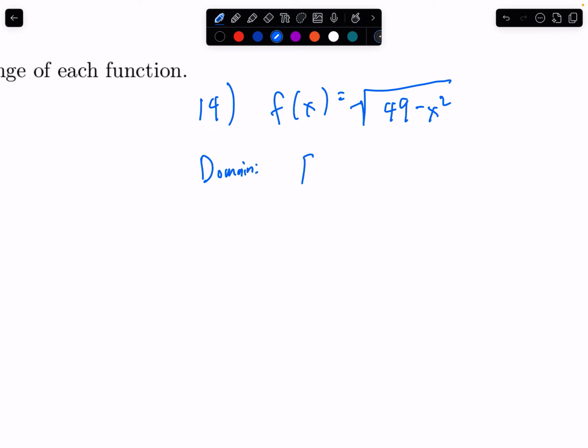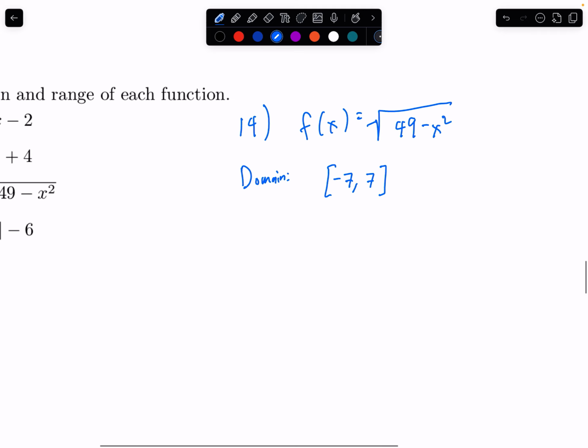So what is in the domain then? Well, the smallest you could be is negative 7. The biggest you can be is positive 7. You can be 7 itself, which is why I have the brackets, because then you just get 0, right? So it's negative 7 to positive 7. That's the domain. Okay, what about the range?